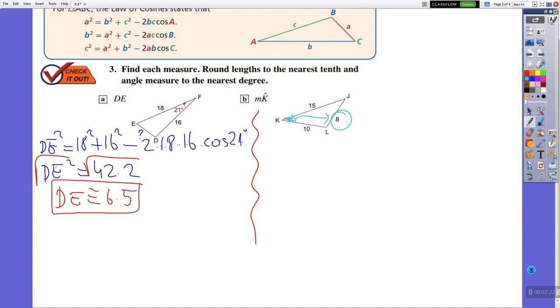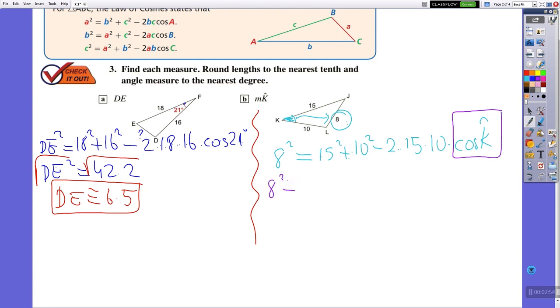The 8 will be written on one side of the equation. On the other side of the equation, you are going to use angle K. So the sum of squares of the others, 15 squared plus 10 squared minus 2 times 15 times 10 times cosine K. This time you are going to isolate cosine K. You need K by itself. So you need to remove everything written beside it.